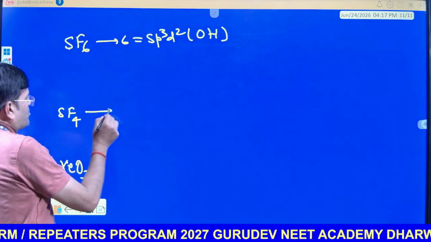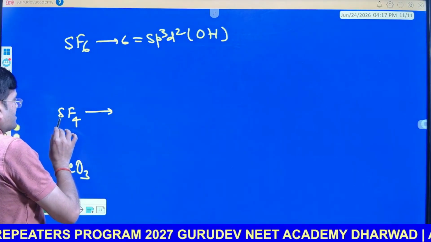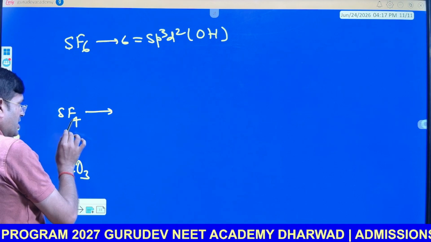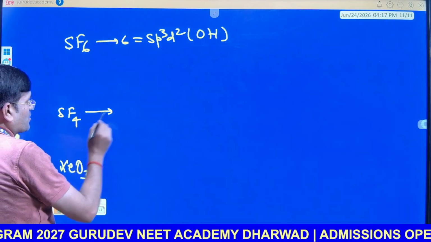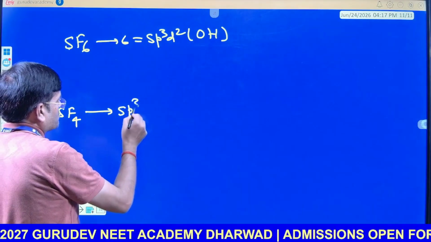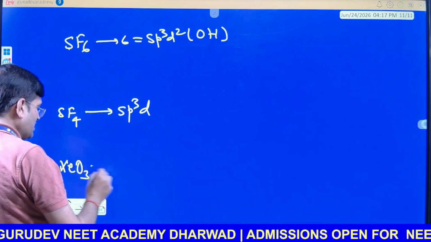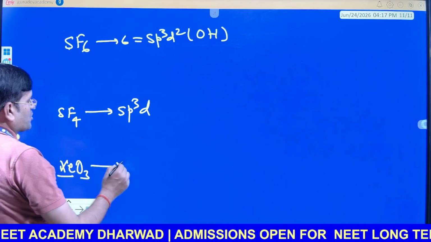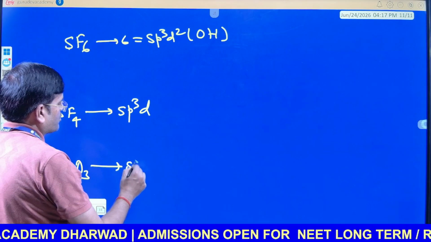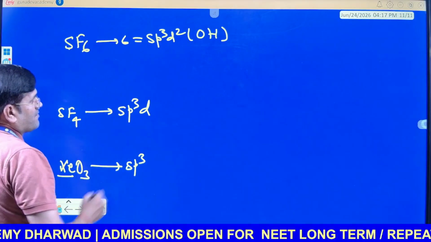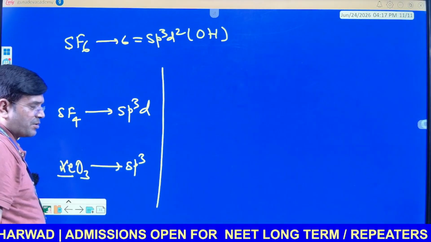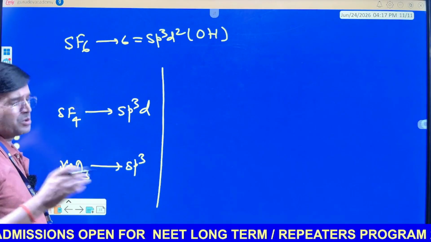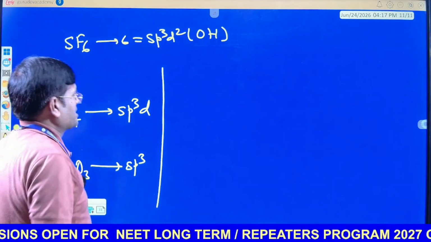Right? Again look at this one. S, 6 valence electrons, 4 monovalent fluorine, 10. 10 divided by 2 comes out to be 5. 5 means sp3d. Here valence electrons in xenon is 8, no monovalent atom, so 8 divided by 2 comes out to be 4. 4 means sp3. When you have practiced enough, within 3 to 4 seconds you will be able to find out the hybridization.